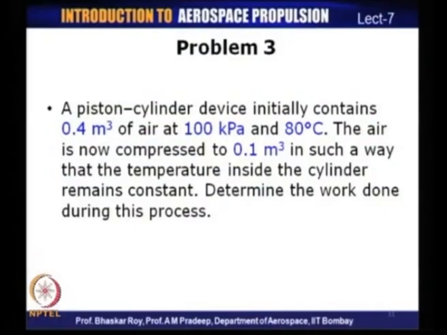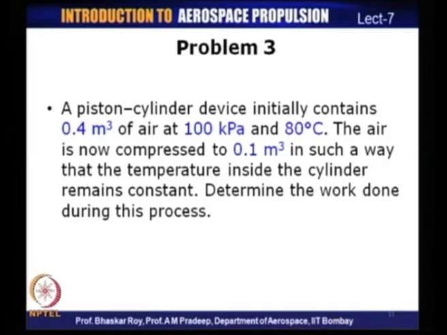Now, this example is about a piston cylinder device that initially contains 0.4 meter cube of air at 100 kilopascals and 80 degrees Celsius. The air is now compressed to 0.1 meter cube in such a way that the temperature inside the cylinder remains constant. Determine the work done during this process.